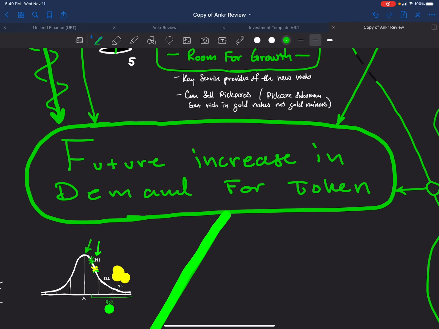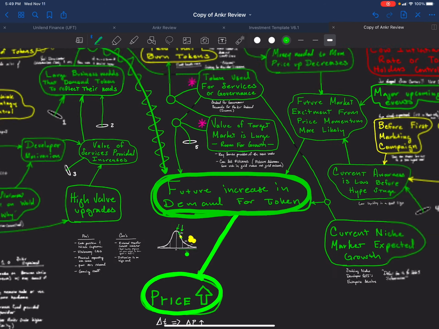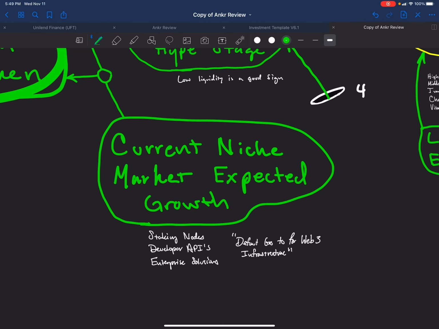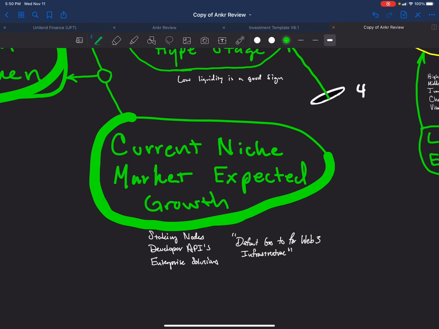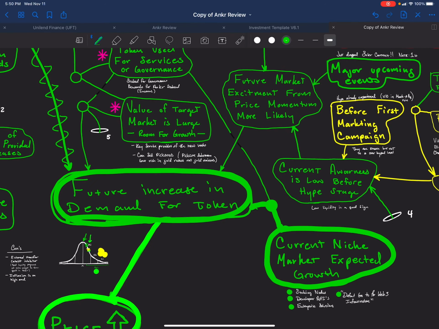That's my overall assessment. All right, so future increase in demand for the token. I think that will be the case. So their current niche, as I said, they are actually live. They're cash positive. Great. That's awesome. Very few projects can make such a claim. Staking nodes, developer APIs, enterprise solutions, as the CEO says, a default go-to for Web3 infrastructure. So if you want to launch a project, they can take care of a lot of your needs as a developer and make that easy for you.